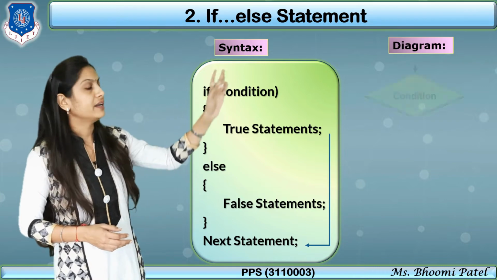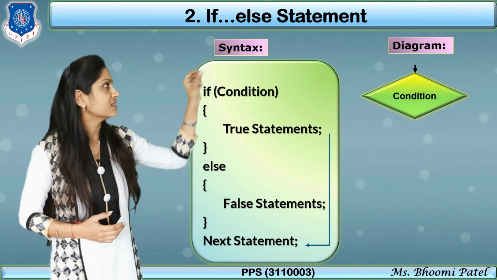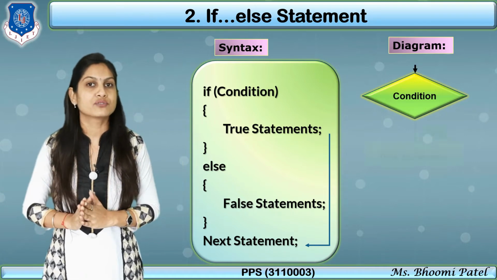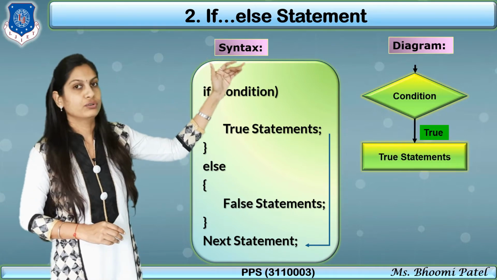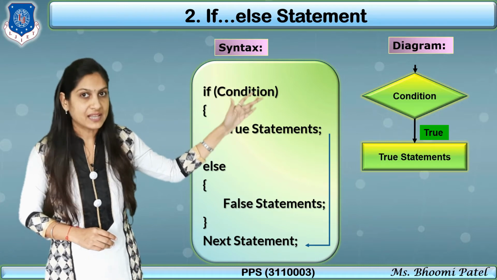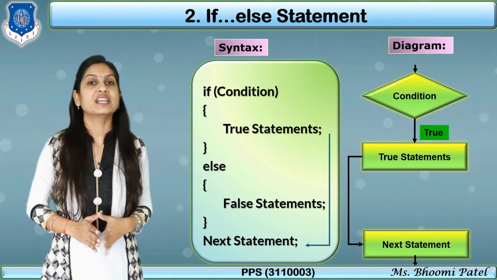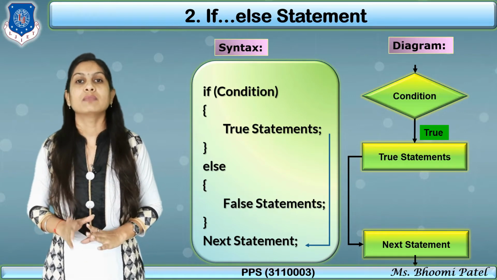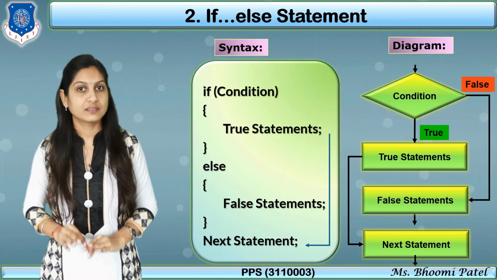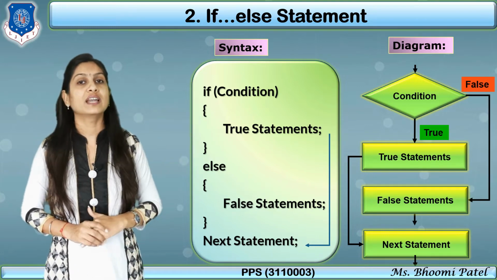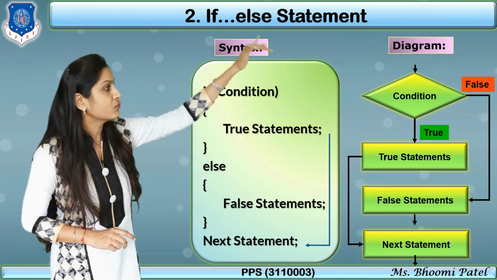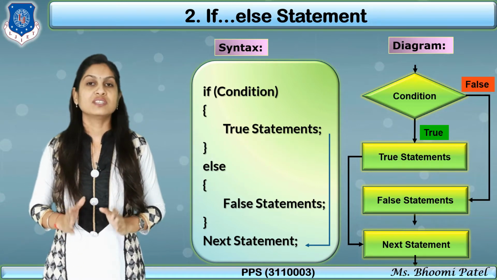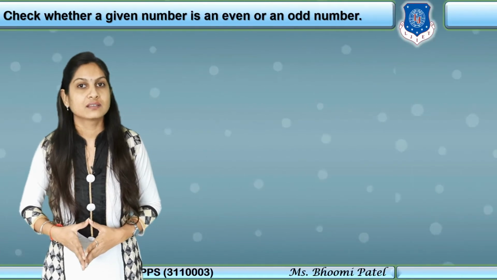How will it work? Understand with our diagram. First is a condition. In a diamond we have to write it, and it has two parts, true and false. If it is true, then the true statement will be executed and directly move to the next statements. That indicates at a time only one statement will be executed in this concept. If this condition is false, then we go to the false statements and move to the next statements. So this is the flow of how if else works.